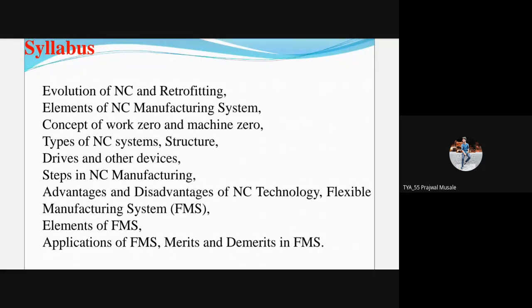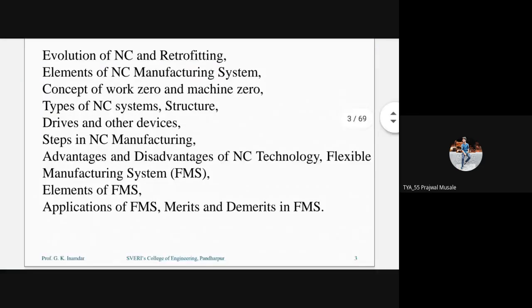Next, the types of NC systems, different structures, drives and other devices. Different drives, whatever the input drives are: electric motors, a reciprocating system, a threaded system, different shafts. These different drives we also have to study.